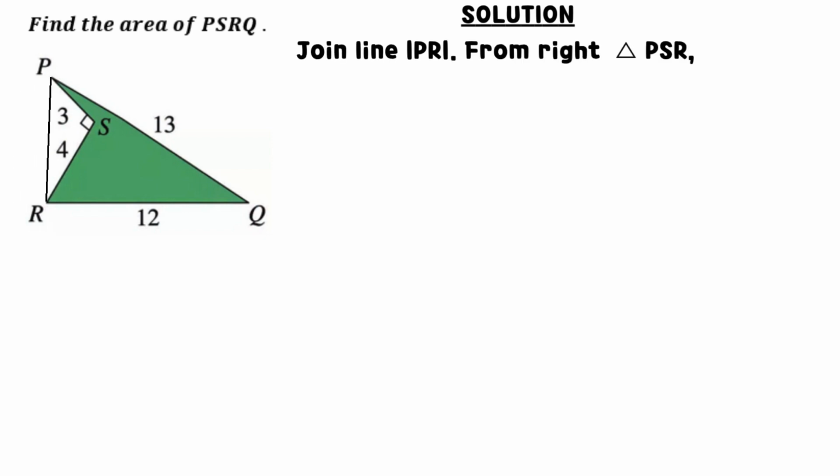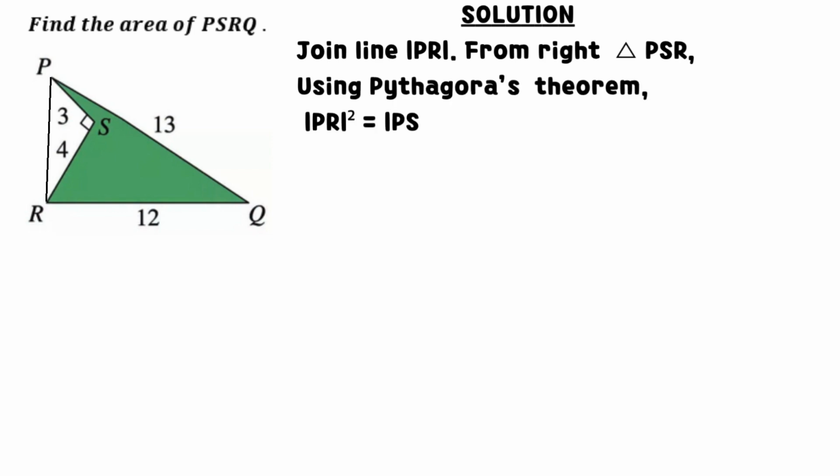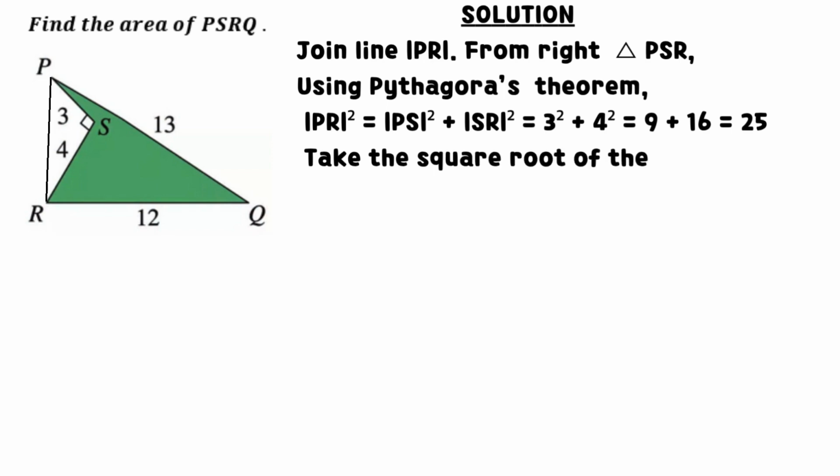Solution. Join line PR from right triangle PSR. Using Pythagoras theorem, the square of length PR equals the sum of the square of length PS and the square of length SR, which equals the sum of the square of 3 and the square of 4. The result equals 25. Take the square root of the equation. This implies that length PR equals the square root of 25, which equals 5.